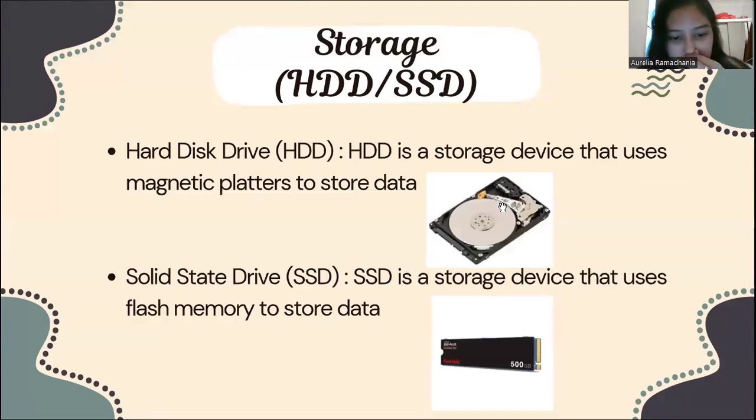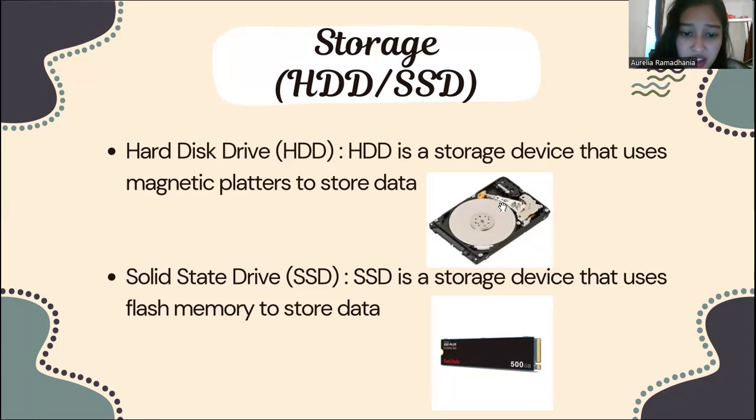Then is storage. Okay, storage, HDD or SSD. HDD, hard disk drive, is a storage device that uses magnetic platters to store data. The function is to store large amounts of data at a lower cost. Read or write speeds are slower than SSD. For example, Seagate Barracuda 1TB.